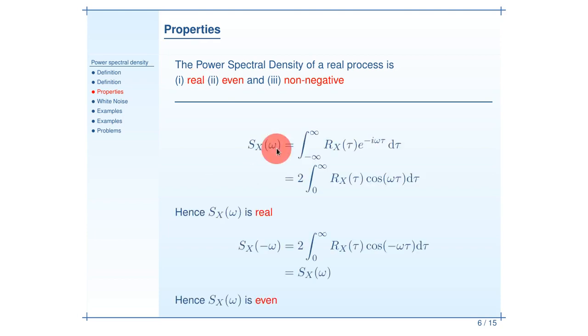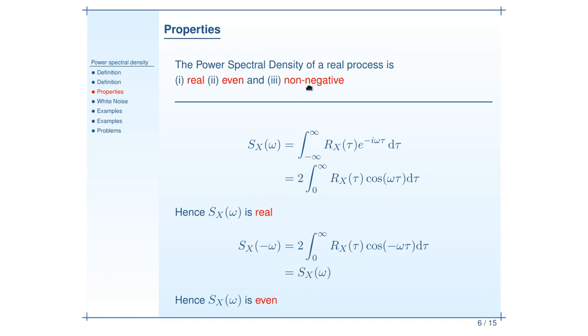And in this expression, if you replace omega by minus omega, then what happens? This cos omega tau becomes minus cos omega tau. But cos is an even function, so cos minus omega tau is the same as cos omega tau. So you get back to the original expression, which is Sx omega. So Sx minus omega is Sx omega, which means that Sx is an even function. So the power spectral density is real, it is also even.